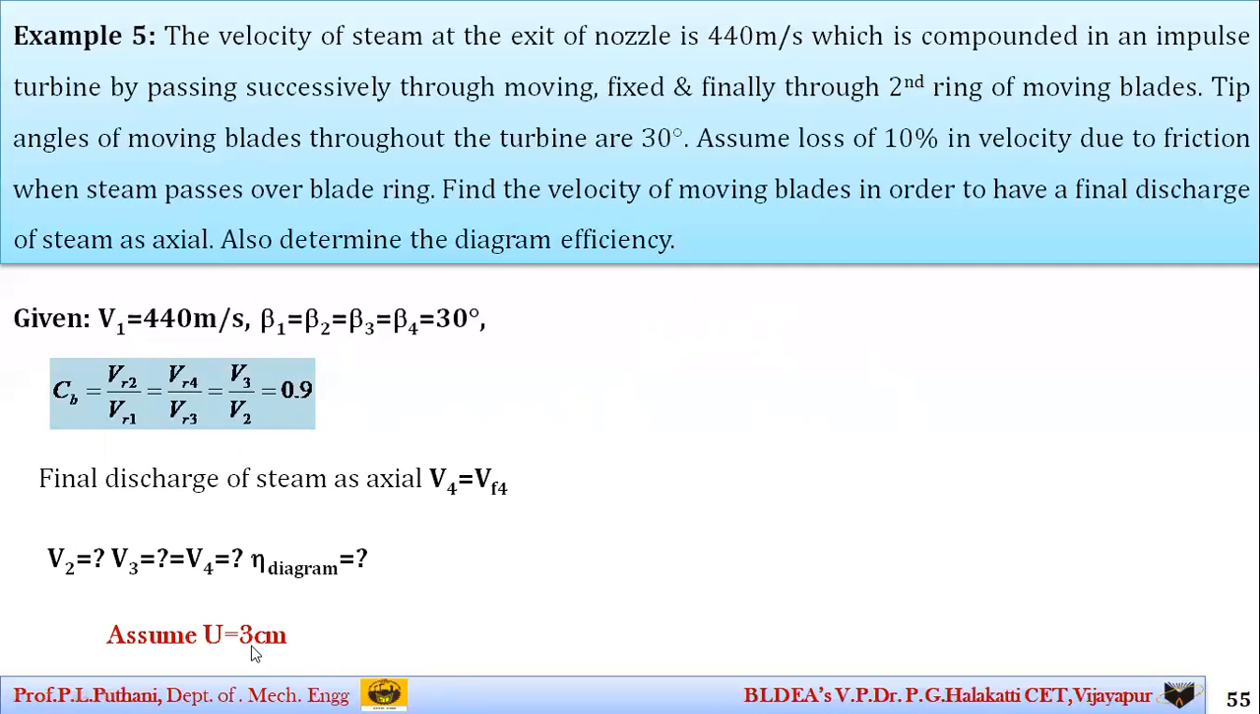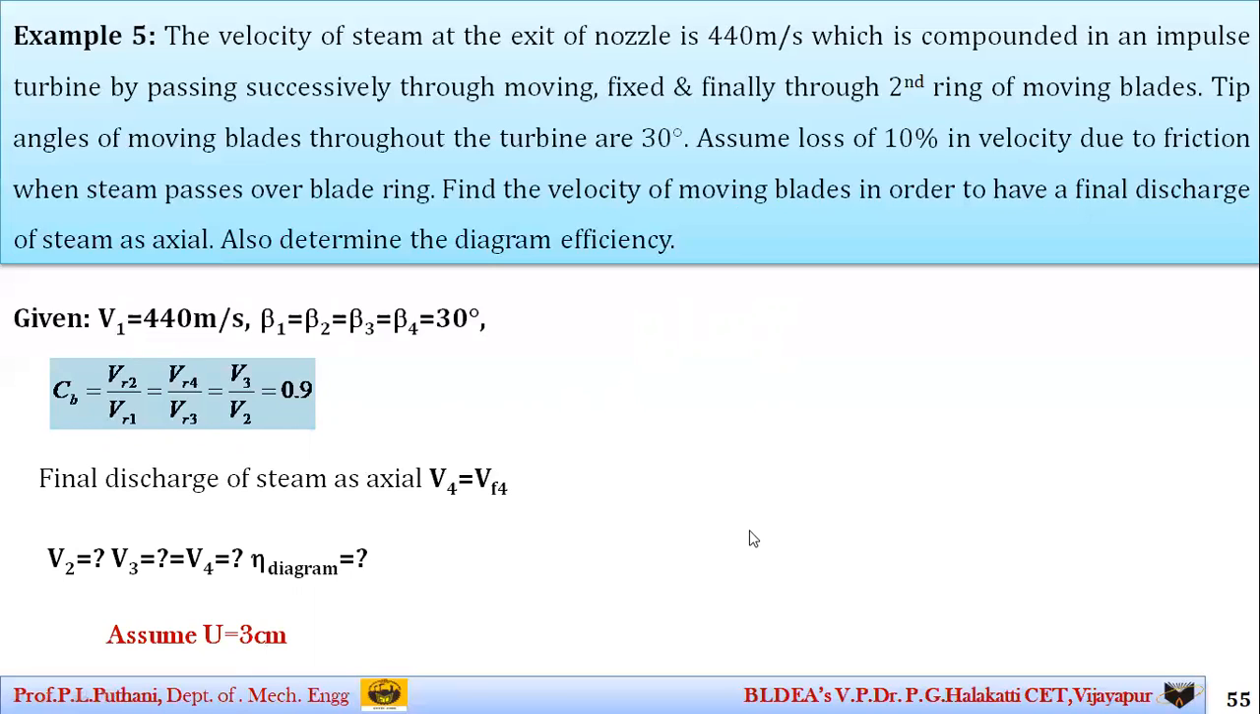As it is a multi-stage turbine, I will assume the u value is 3 centimeter. Don't go beyond 3 centimeter either, because if we extend the value of u to 5 or 6 centimeter, the scale, that is the diagram, becomes larger. Or if you take u smaller than 3, like 2.42, the scale becomes very small, so your answers won't be accurate. So you can take u is equal to 3 centimeter.